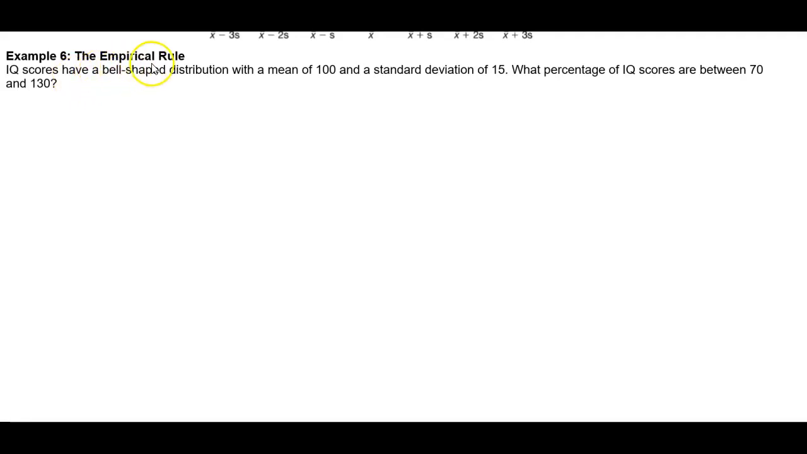Example 6, the empirical rule. IQ scores have a bell-shaped distribution with a mean of 100 and a standard deviation of 15. What percentage of IQ scores are between 70 and 130?